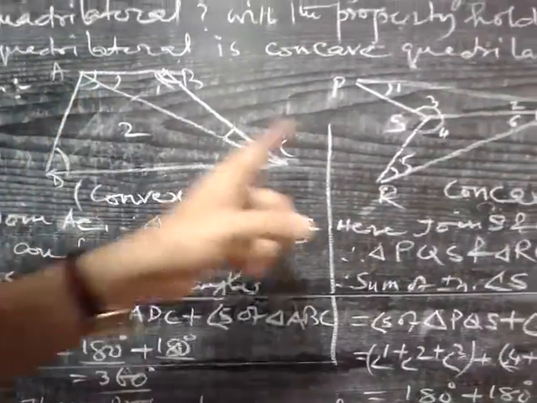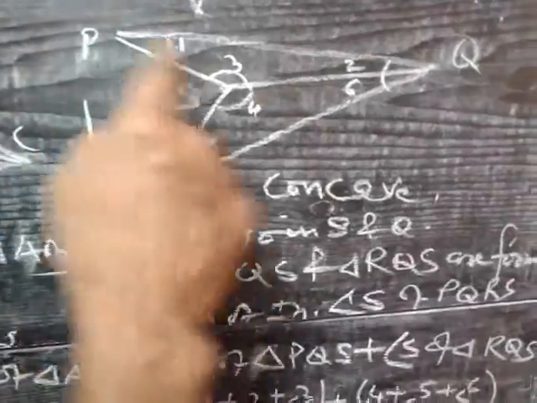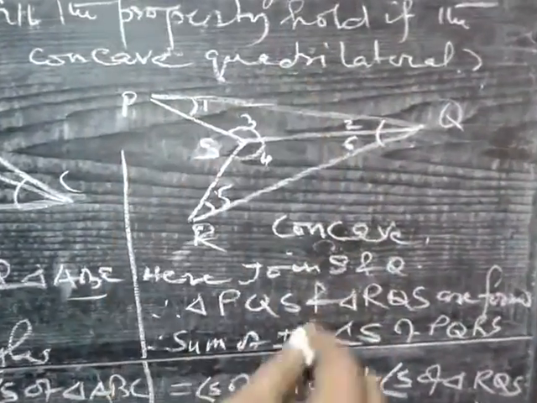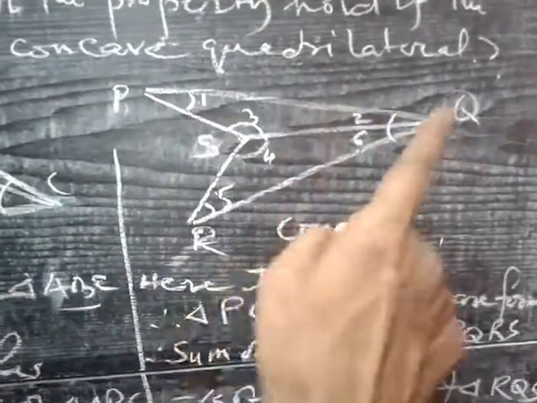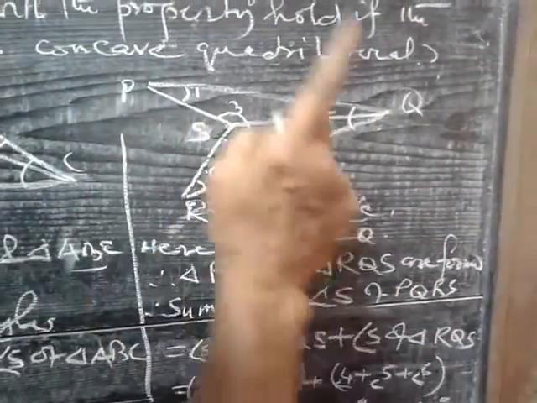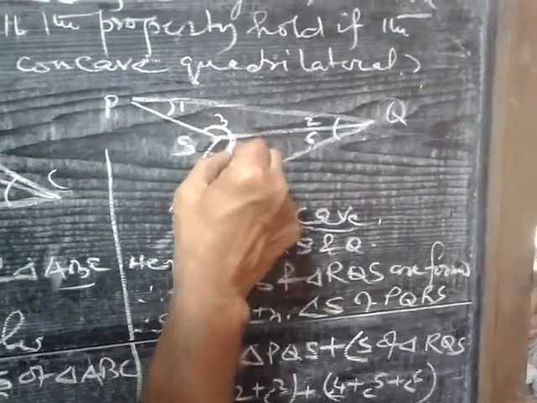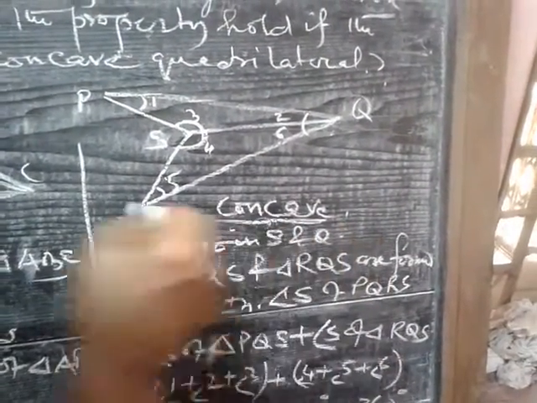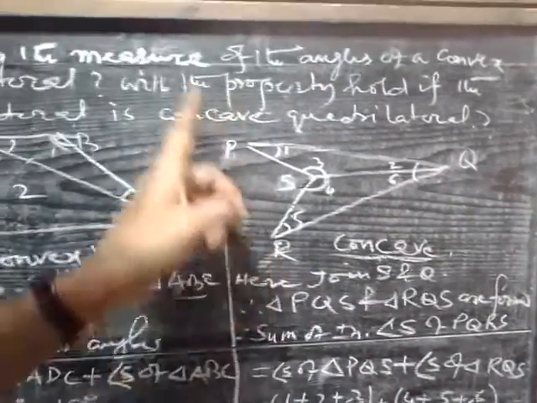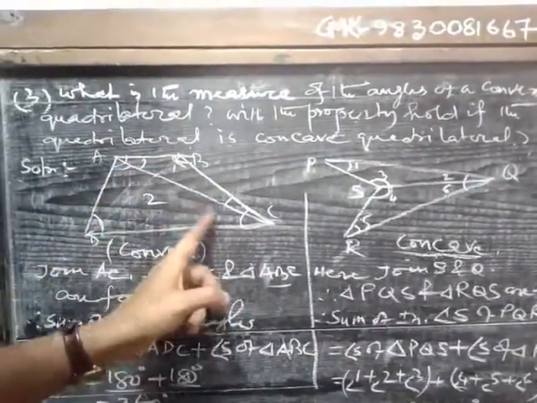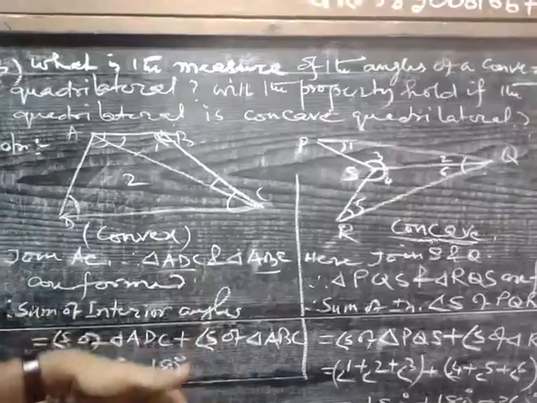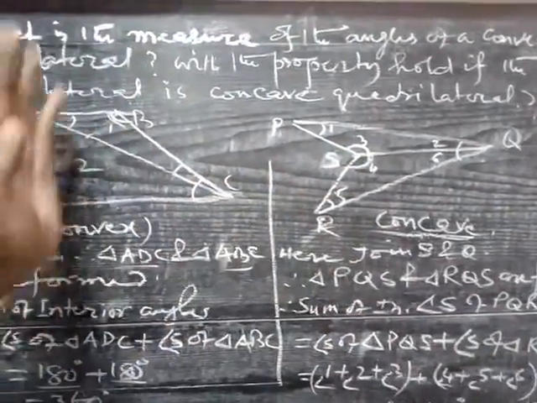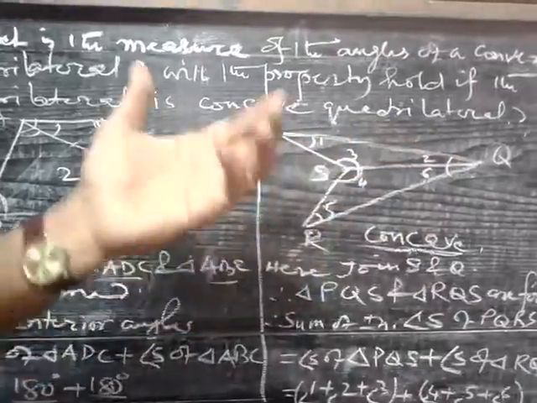Now suppose this is a concave quadrilateral. What does concave mean? If at least one angle of a polygon is more than 180, that polygon is called a concave polygon. Here this angle is more than 180, so this is a concave quadrilateral. Our question is whether this property, that the sum of the four angles of a convex quadrilateral is 360, is applicable to a non-convex or concave quadrilateral.